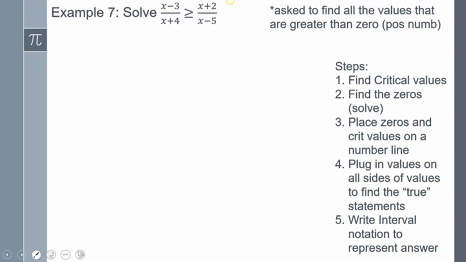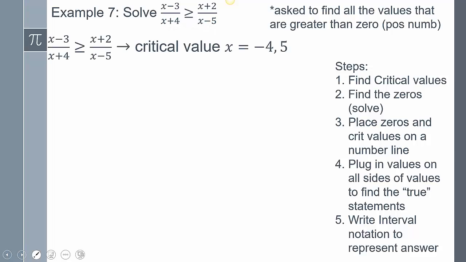This next example here says solve x minus 3 over x plus 4 is greater than or equal to x plus 2 over x minus 5. So once again, if I had subtracted that statement there, it's going to say greater than 0. And so I know that it's going to be looking for those positive numbers. So the first thing I want to do is find those critical values. It's going to be negative 4 and positive 5. Right? Because those are going to be my vertical asymptotes in this sense.